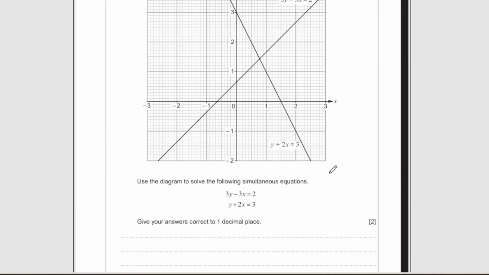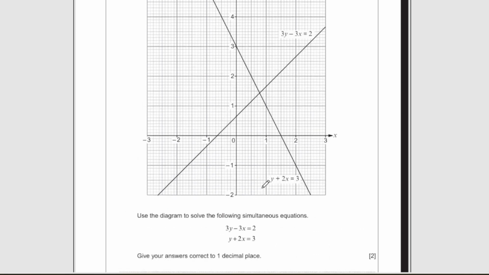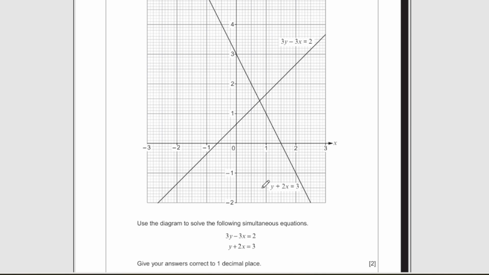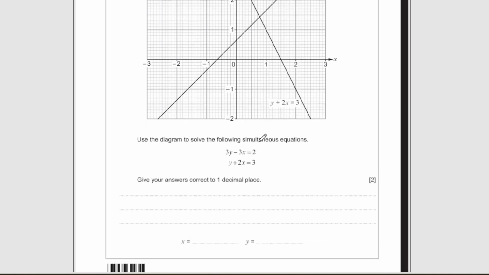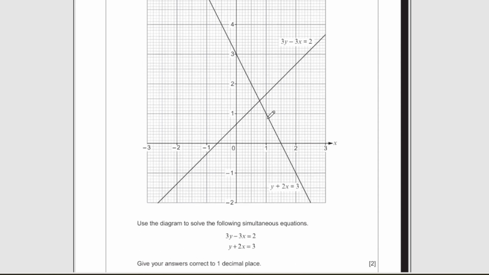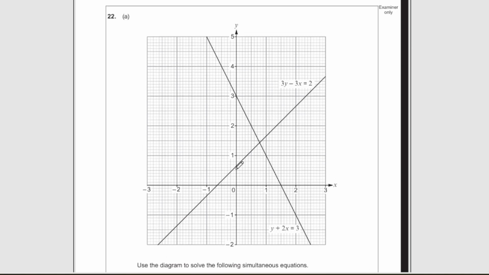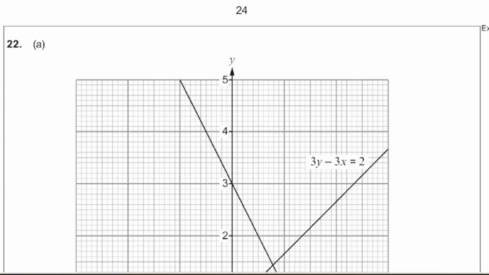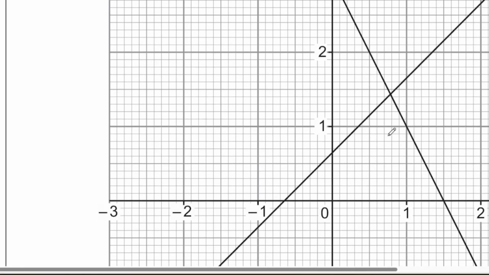Question 22, use the diagram to solve the simultaneous equation. This one is actually a lot easier than it looks. You see simultaneous equation and you think, oh my goodness me, what is going on here? It's where the two lines cross. The x and the y is where the two lines cross. So I'm going to zoom this in just so that it's easier for us to see. So where the two lines cross is here.